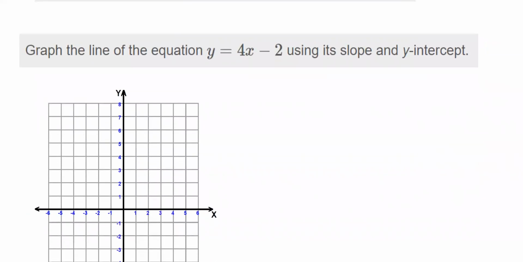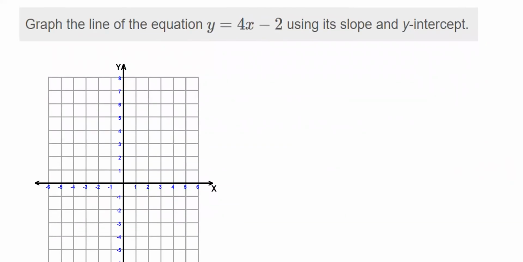Here is our problem. Graph the line of the equation y equals 4x minus 2. The first step is to see if y equals 4x minus 2 matches with your y equals mx plus b, and see what corresponds and obtain those details. So your slope corresponds to 4.